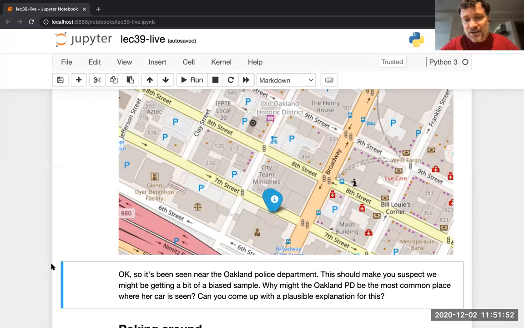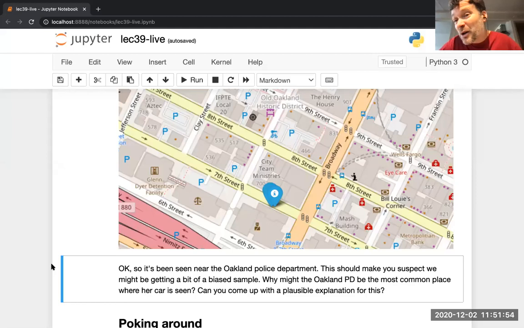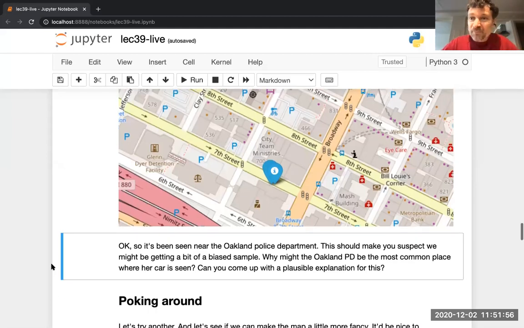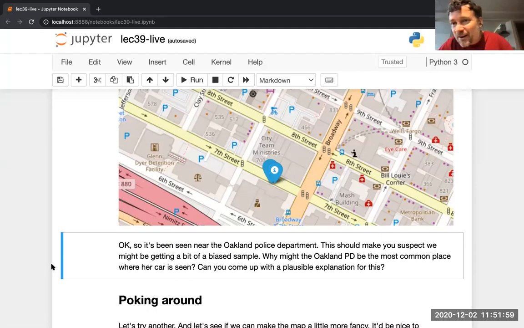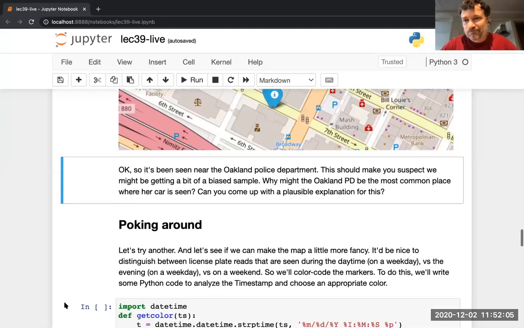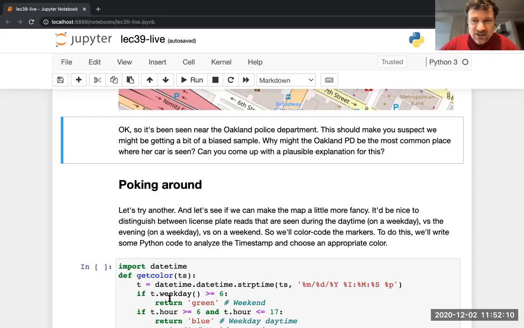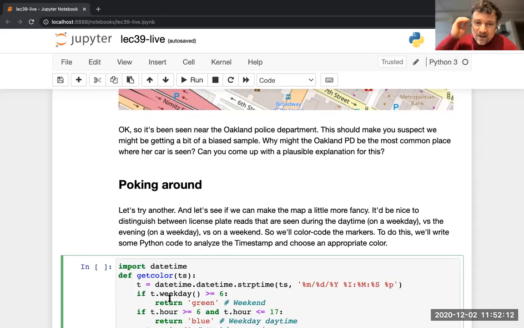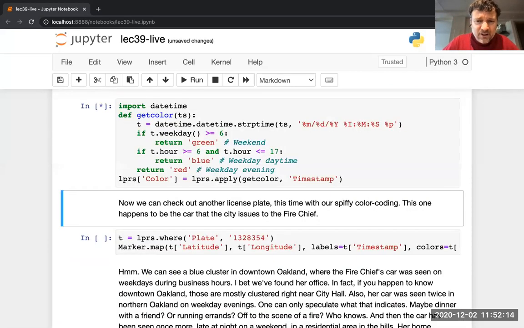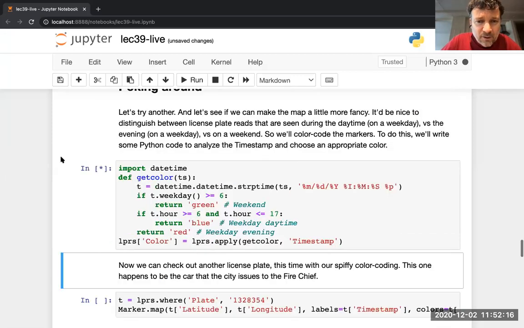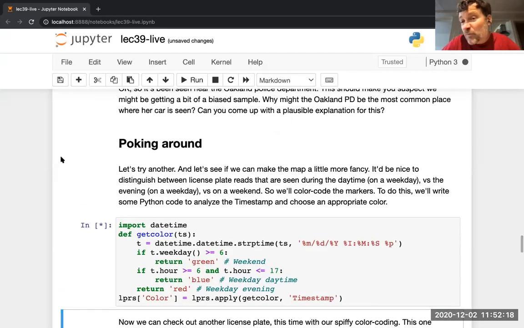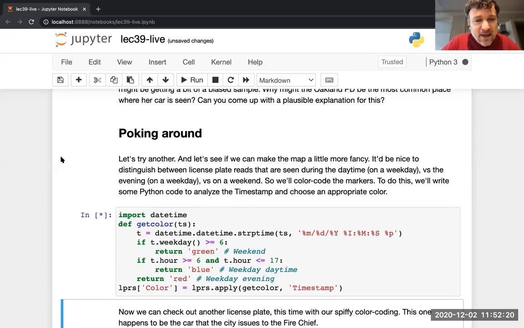All right, so I found Jing Kwan's car. Next I started poking around. Who else can I find in this data set? There aren't any names, so I had to figure out license plates of individual people. I kept looking around and found some more, and as I started to find more examples, I decided I was going to make a better visualization. I colored in different colors: one color for weekend, one for weekday daytime, and one for weekday in the evening.